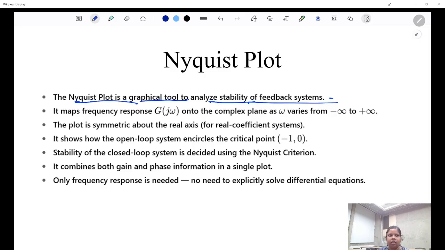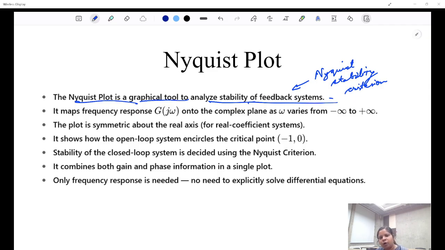But it's basically how many encirclements you make around the -1, 0 point. That is related to the Nyquist stability criterion. So we'll see that in the next class, but it is a graphical tool that is used to analyze the stability of a feedback system, and it is just based on how you draw the Nyquist plot.